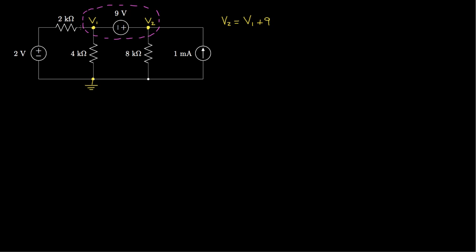So the first equation I'll write is for the current flowing out in this direction. That would be V1 minus 2 over 2000. Now again, I'm suppressing the units, but we do know that the numerator has units of volts, the denominator has units of ohms, so this ratio has units of amps, and we're writing expressions for the current.